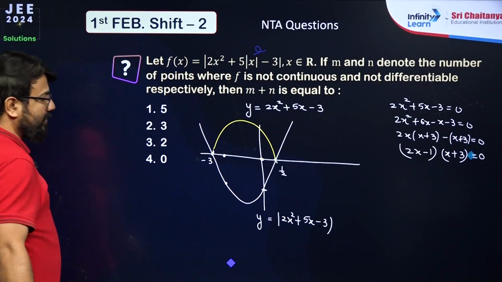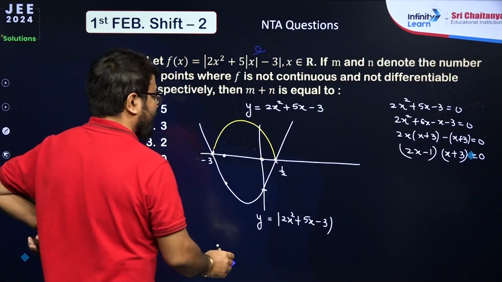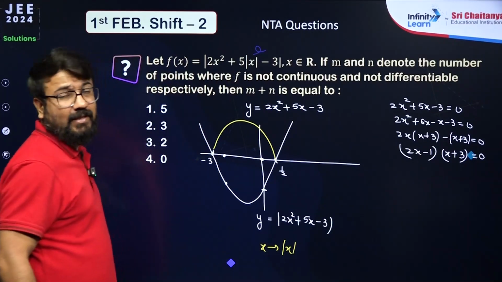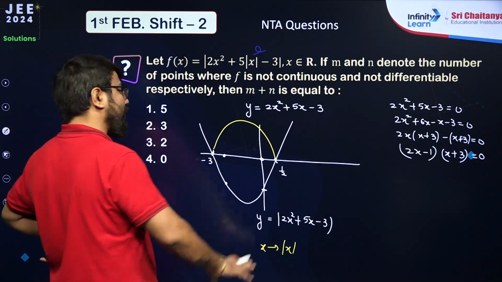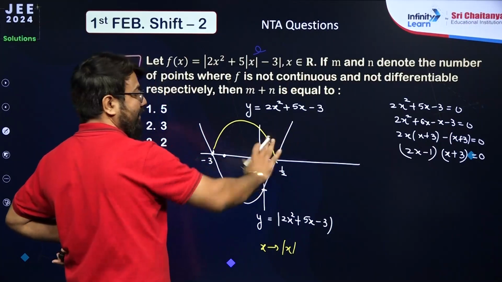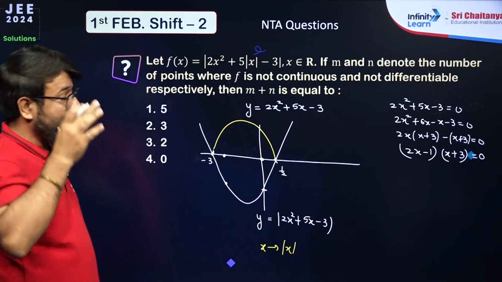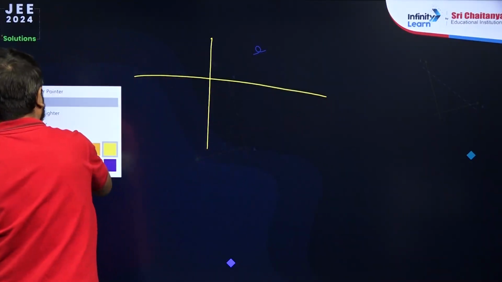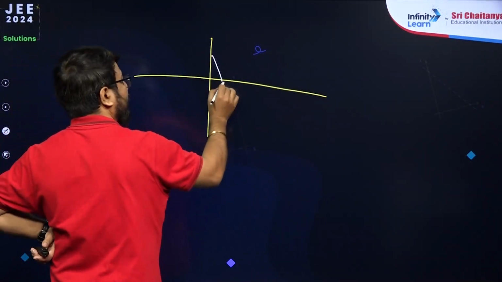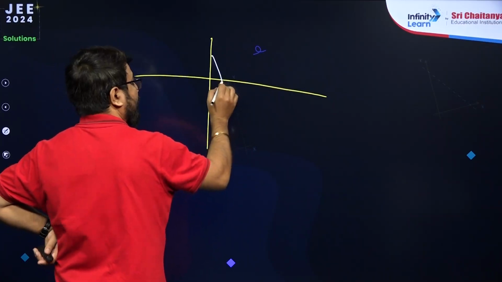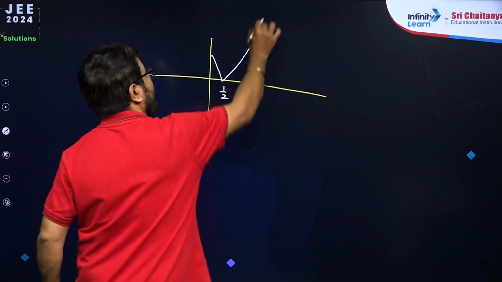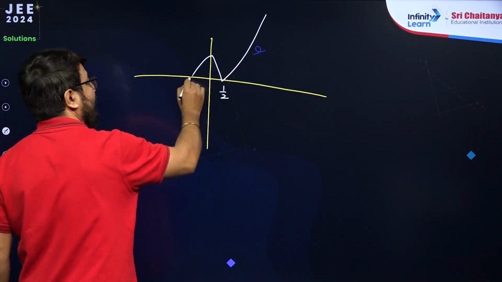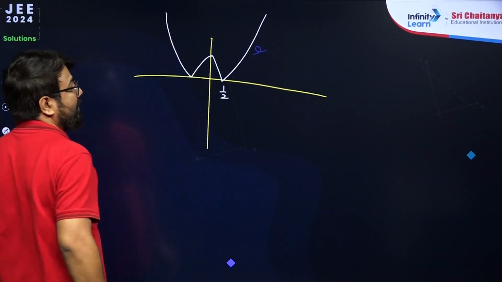So after this step, what we need to do? Now the next step is replace x with modulus x. If I replace x with modulus x, then what will happen? Whatever graph we are observing here on the right hand side, the same graph we will be observing on the left hand side. So let me draw the graph in front of you. Here we were having x equals half, and from here we were drawing the parabola. So whatever graph is there in the positive x-axis, the same graph would be there in the negative x-axis.